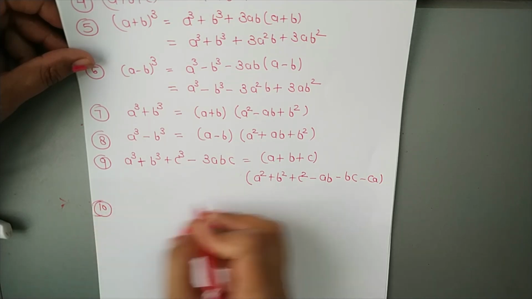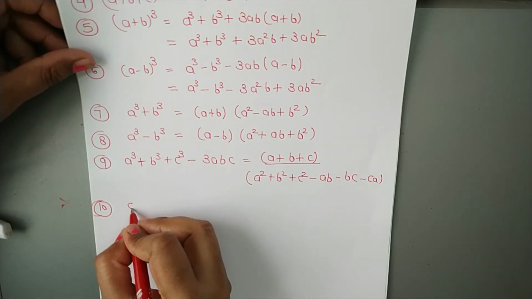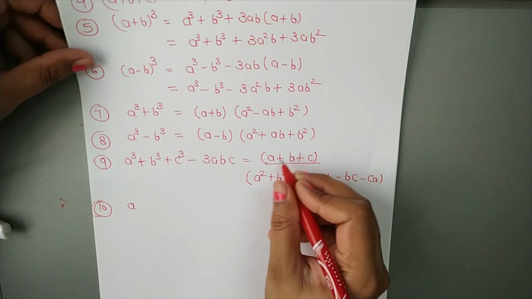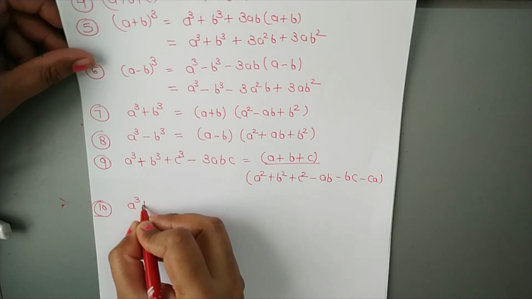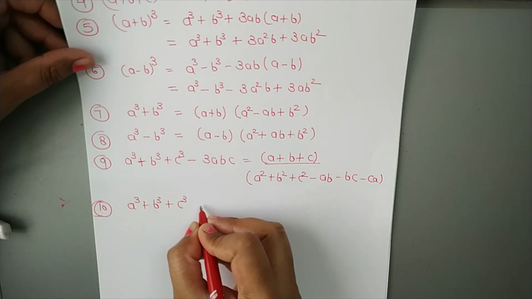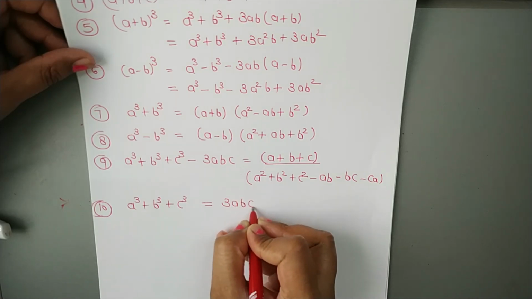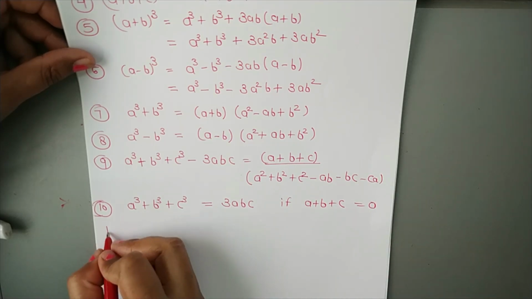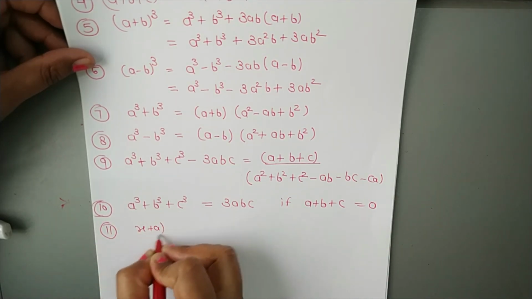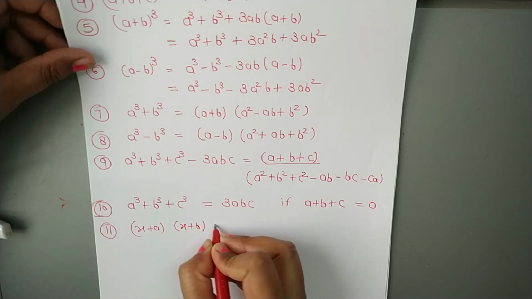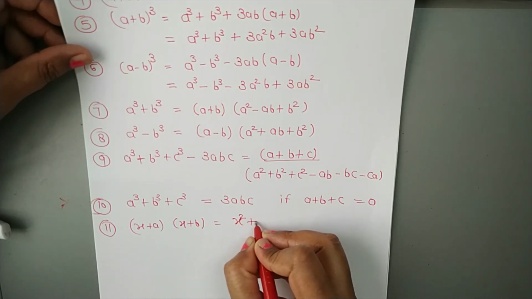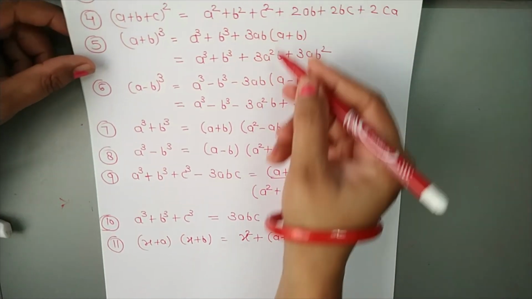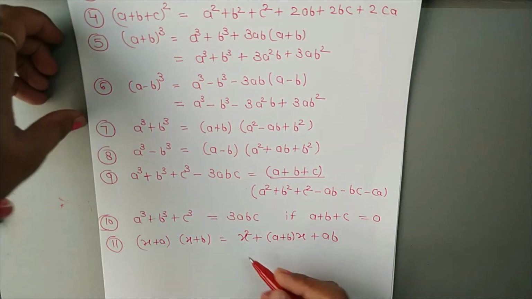So in this, if a + b + c is equal to 0, this part will be 0, so the right hand side will be 0. It means a^3 + b^3 + c^3 = 3abc if a + b + c = 0. Then suppose (x + a) and (x + b) will be there, so it will be x^2 + (a + b)x + ab. So these are some identities you have to remember.